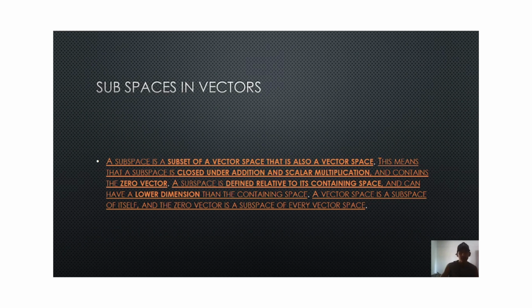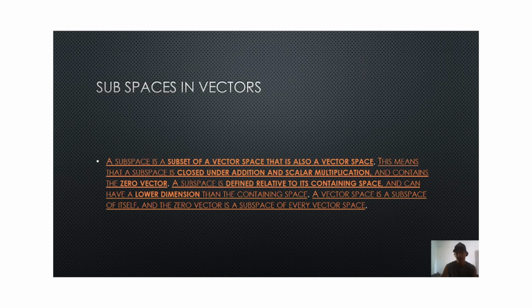A subspace is defined relative to its containing space and can have a lower dimension than the containing space. It should have a lower dimension because it is already a subspace of a vector space. A vector space is a greater space than a subspace. So basically, it has lower dimensions than the containing space.